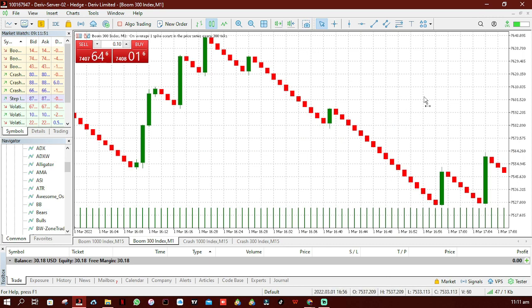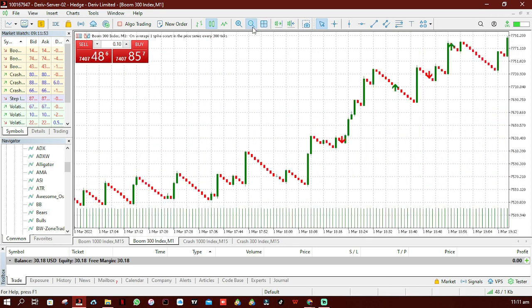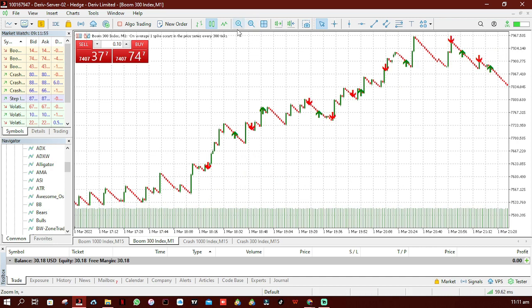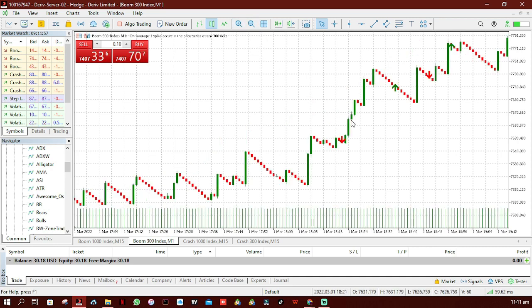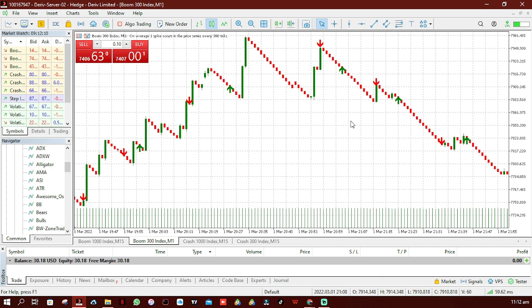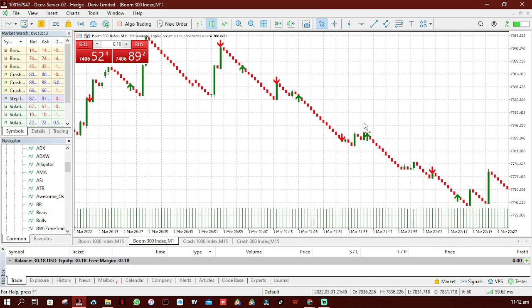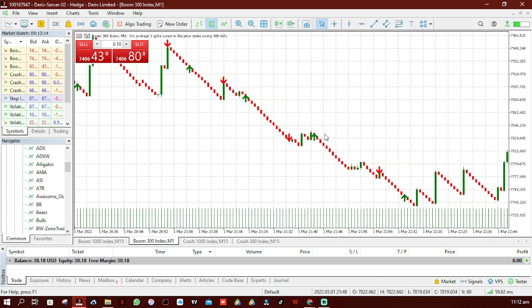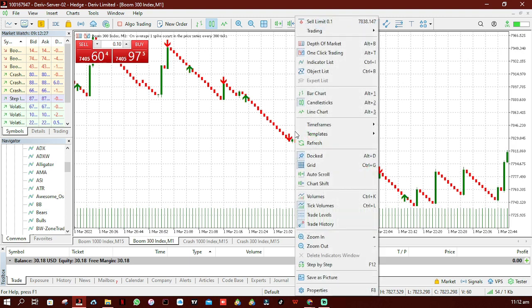When you go to the 1 minute time frame, let me just zoom out. You can see that the arrows cannot be relied on because these signals are contradicting each other, like buying and selling. So if you would like to trade Boom and Crash using the Deriv Ripper, the recommended time frame is 15 minutes and above. Let me just do that.